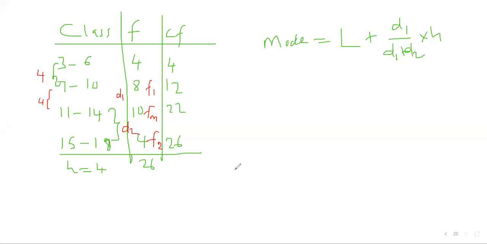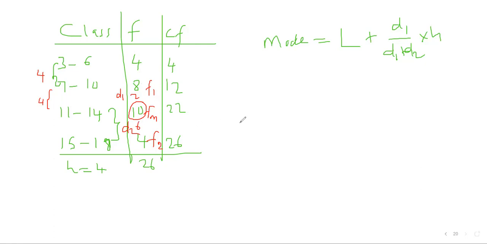The key part is identifying the highest number first. Then the distance from the highest number upwards is D1. From the highest number downwards, it's D2. So this would have been our FM. The distance 1 is up there, the distance 2 is down there. So our D1 here is 2, and our D2 here is 6.